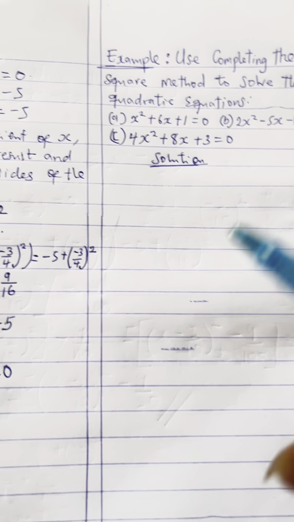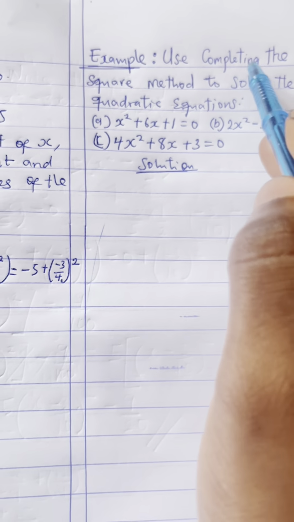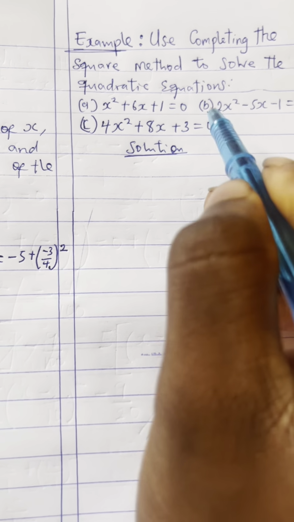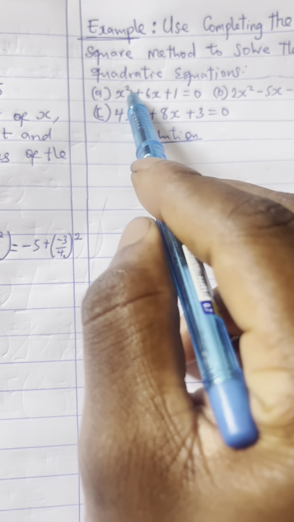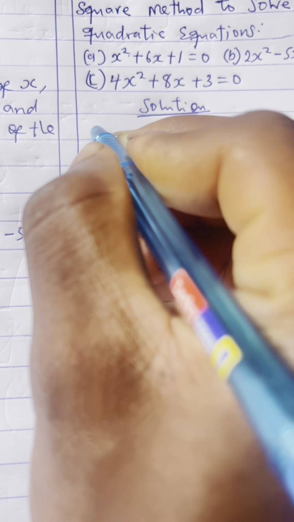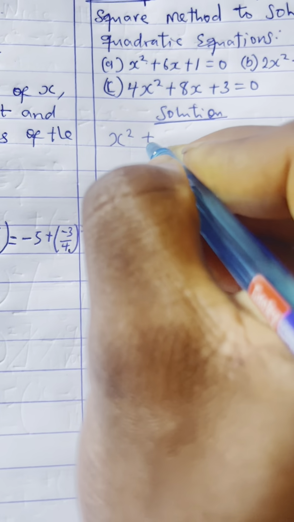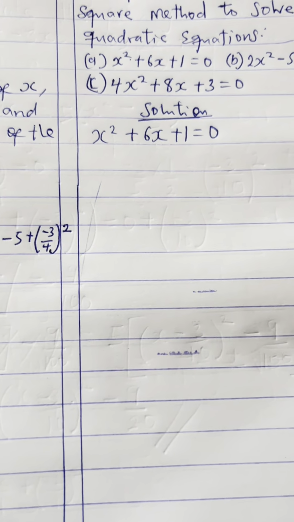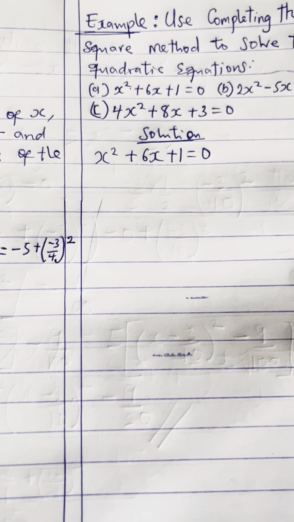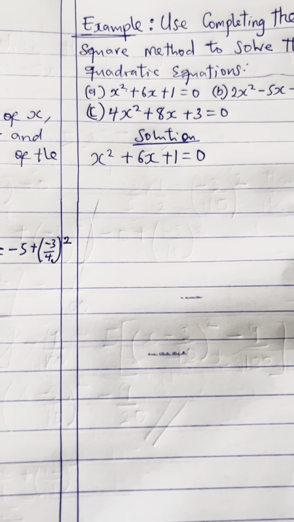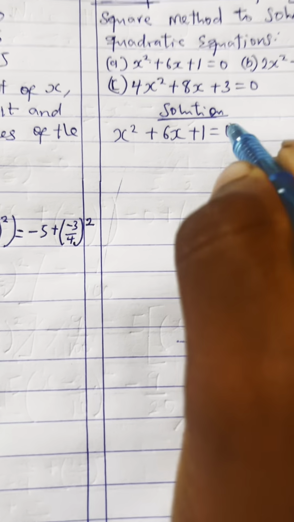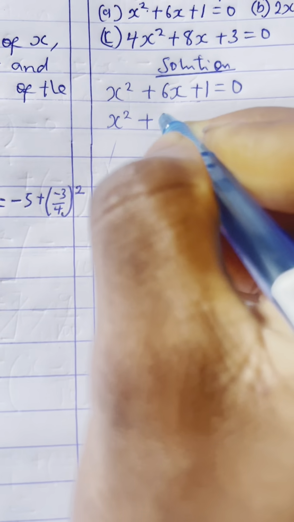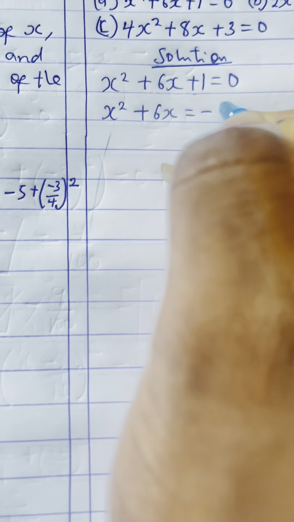So guys, in this next example, we are going to be using the completing the square method to solve a quadratic equation. The first one is x squared plus 6x plus 1 equals 0. So we have to solve this using the completing the square method. Let's see how we can do it. Don't forget the first step is to bring this plus 1 to the other side. That will be x squared plus 6x equals minus 1.